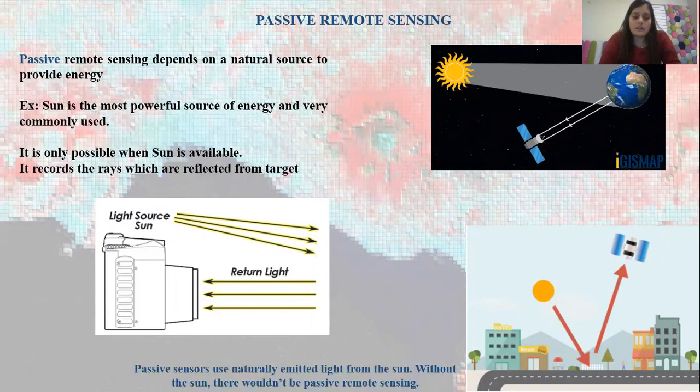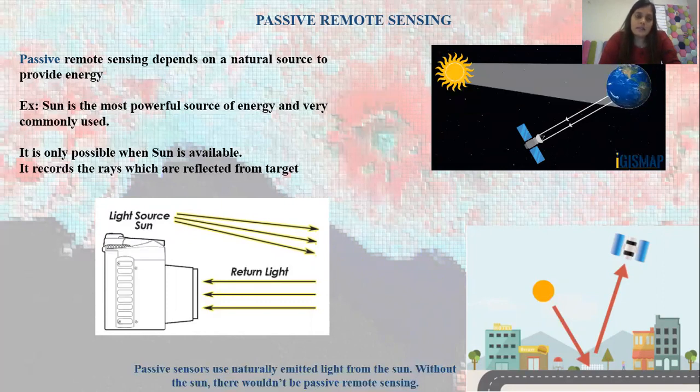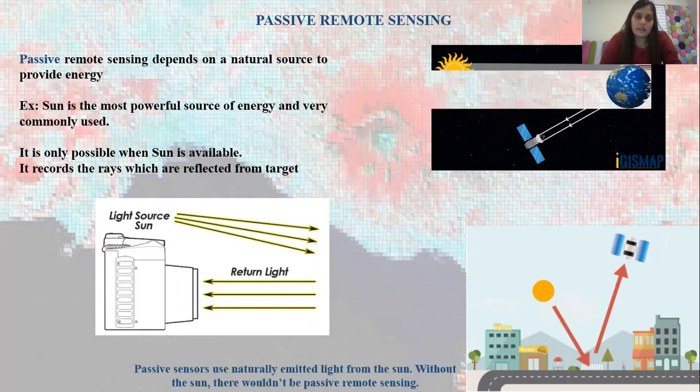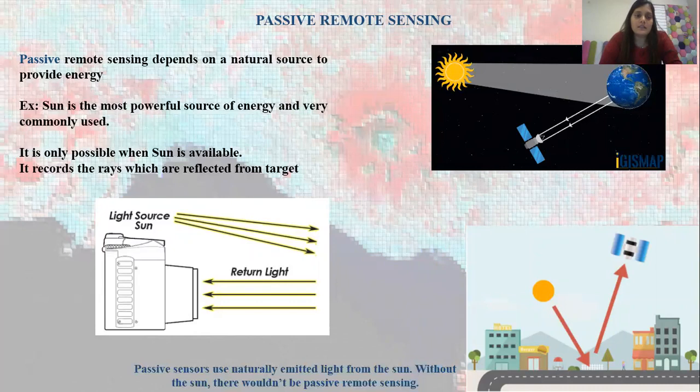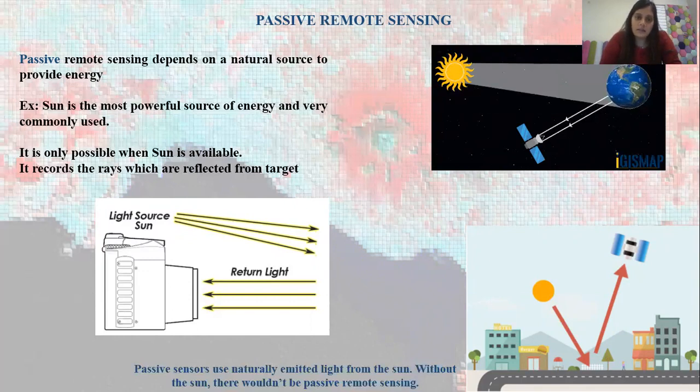Passive sensors usually use a natural source of energy, that is the sun. We wouldn't have passive remote sensing if the sun were not present. So the sun is always required as a source of energy in passive sensors. So, active sensors and passive sensors: active does not require any external energy. It sends the pulses itself and gathers the information, but passive requires solar energy to gain the information. So this is active sensors and passive sensors, which is important to understand. The difference should also be known.